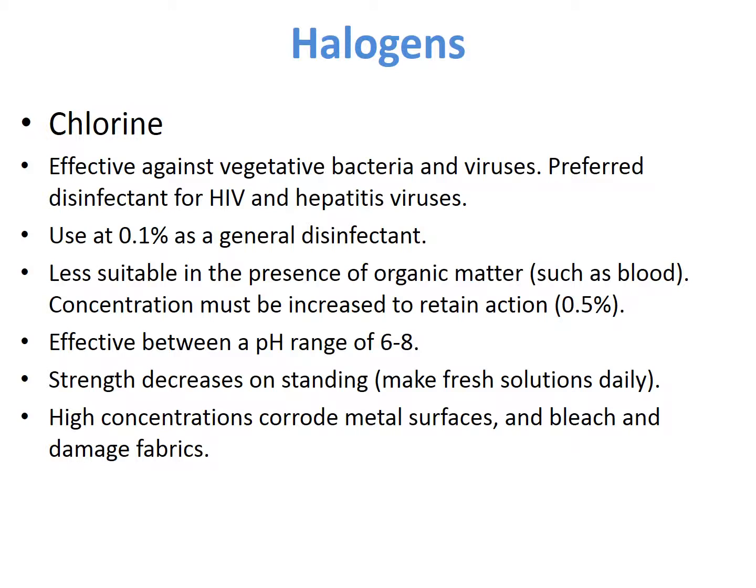A disadvantage to using chlorine bleach as a disinfectant is that at high concentration, it corrodes metal surfaces, and of course, if you've ever done laundry and gotten a bleach stain, you know that it also damages fabrics. It can cause discoloration as well as weakening the fabric.